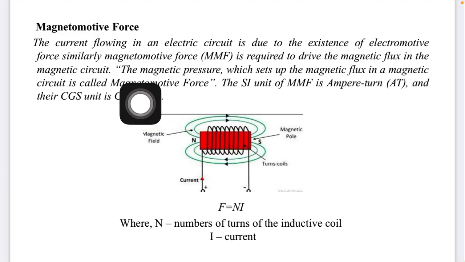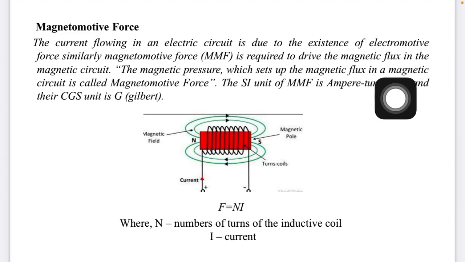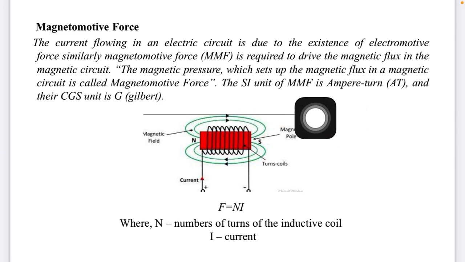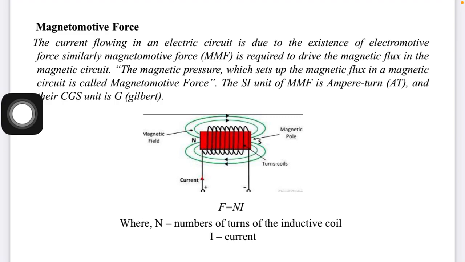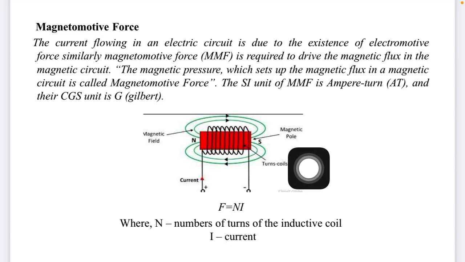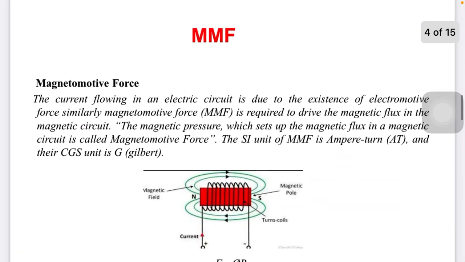Second definition: the magnetic pressure which sets up the magnetic flux in the magnetic circuit is called the MMF. Its SI unit is ampere-turns. See, N is turns and I is ampere, so ampere-turns, AT, and in CGS it is Gilbert, right? So this is the first way to define the magnetomotive force.